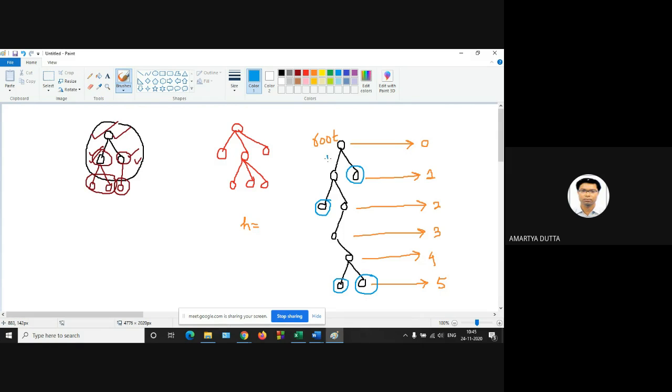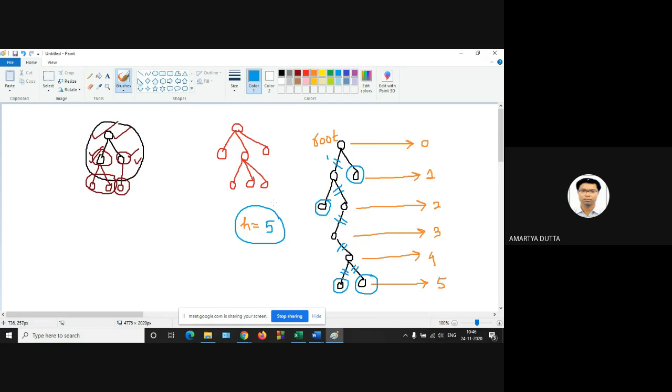Because you have to go to the farthest leaf. So you have to scan this line, next these two, next this is 3, 4 and 5. Or you can take also this one, 5. So here the height is 5. So what is height? Height is the distance, or simply you can count the number of branches starting from the root to the farthest leaf. So this is the height, right?